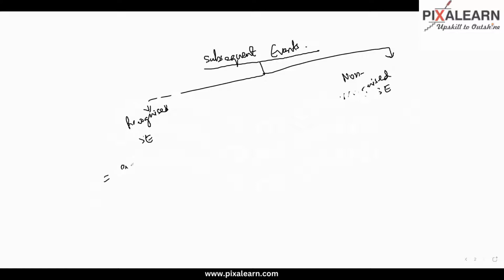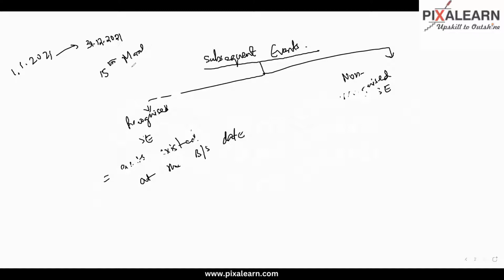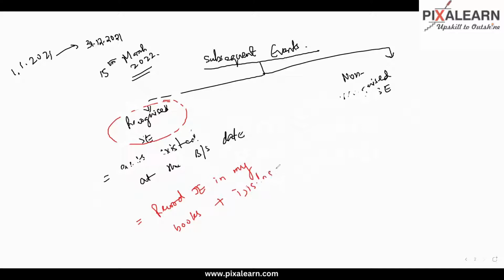The first one we say are related to events that existed at the balance sheet date. So let's say, in my example, I'm talking about 1st of January 2021 to 31st of December 2021, and let's say the accounts got released on 15th of March 2022. If I am talking about subsequent events which existed at the balance sheet date, I will call it a recognized subsequent event. And what do I have to do? I will have to record the journal entry in my books and also give a note disclosure.